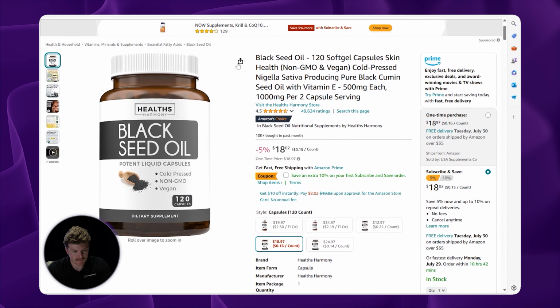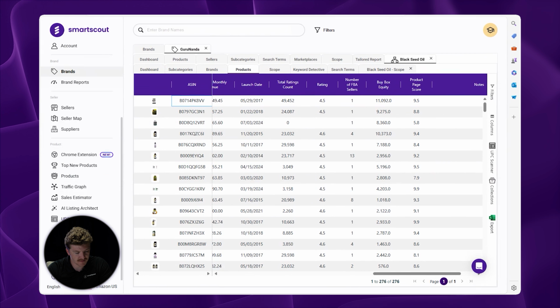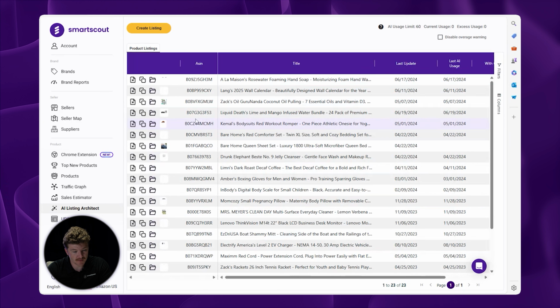Now, what we're going to do is we are going to come up here, right, snag the ASIN itself, and then let's navigate back over here to Smart Scout. All right, so scrolling down, we're going to click on this AI Listing Architect. This is a very cool tool.